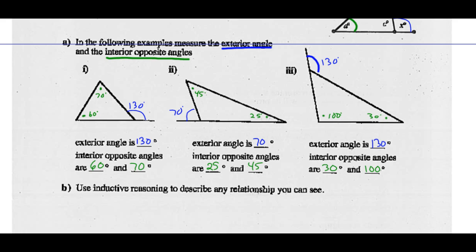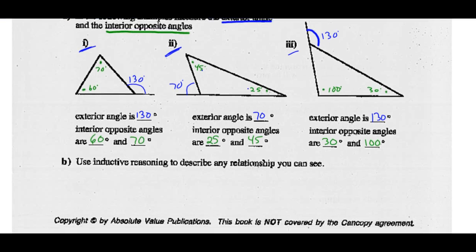All right, so what we should have come up with: the exterior angle in example 1 is 130. The opposite interior angles are 60 and 70. In example 2, the exterior angle is 70, the opposite interior angles are 25 and 45. And in example 3, the exterior angle is 130, and the opposite interior angles are 30 and 100. So inductive reasoning, we've done 3 examples here. Let's come up with a conjecture or describe any relationship that we see between the exterior angle and the interior opposite angles.